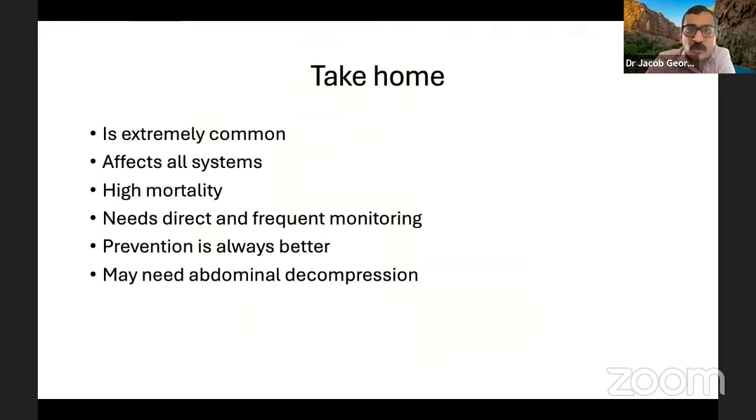So I would like to say that this is extremely common. Almost 30 to 40% of patients in the ICU from the day of admission itself, both medical and surgical patients, have intra-abdominal hypertension. Once it sets in, it affects almost all the systems in the body, causing deleterious effects. It is associated with an increased mortality of almost 30%. And you have to measure it. If you don't measure it, you're going to miss it. It is always better to prevent it, but in later stages, you may require abdominal decompression. Yeah, thank you.